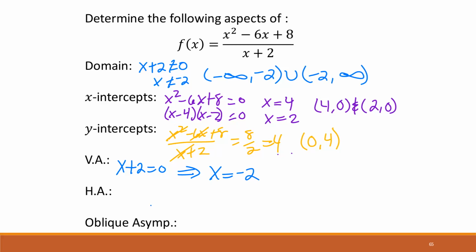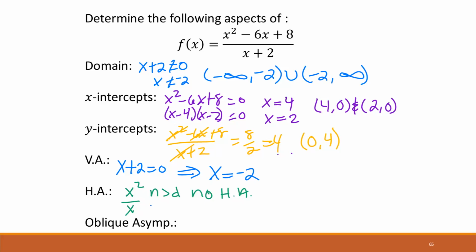Now, horizontal and oblique, again, you're only going to have one or the other. So we're going to look at our degrees here. Our leading term is x squared over x. So the numerator degree is bigger than the denominator. So there is no horizontal asymptote, which means there has to be an oblique asymptote.